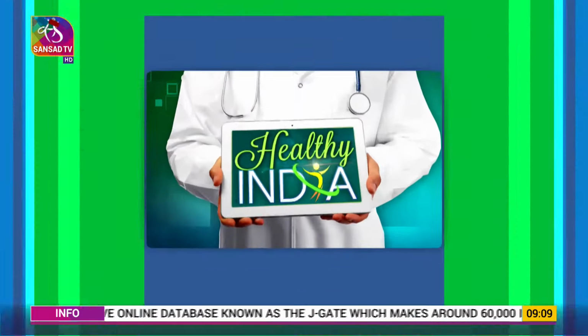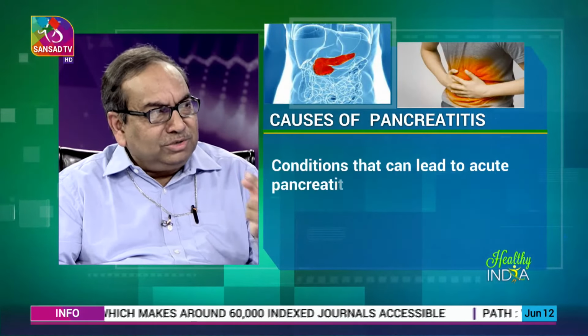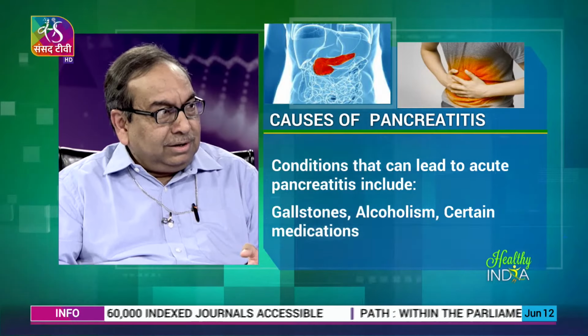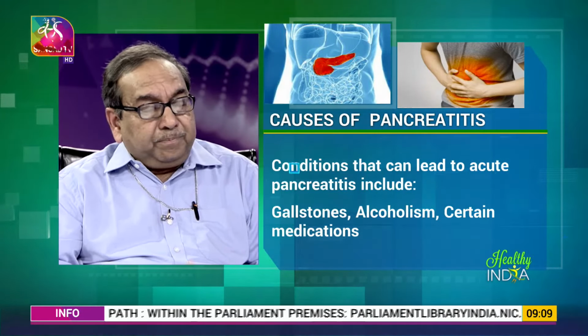Now we have to identify the cause of pancreatitis. So ultrasound will give us a clue whether the patient has gallstone disease or not, because alcohol and gallstones are the two important causes of acute pancreatitis. Alcohol and gallstones are the two most important causes of acute pancreatitis.